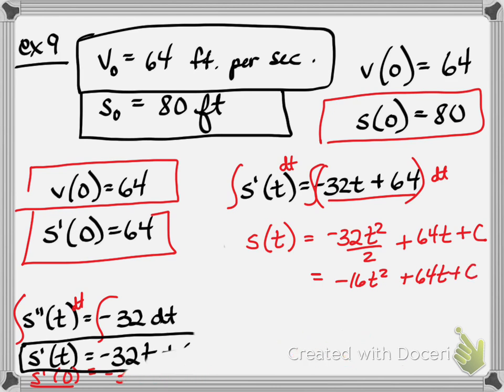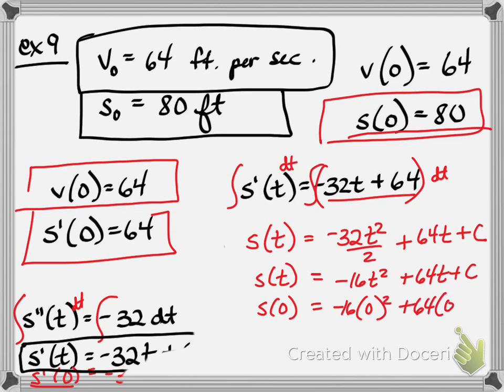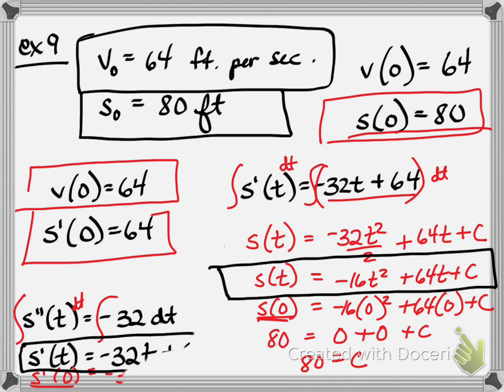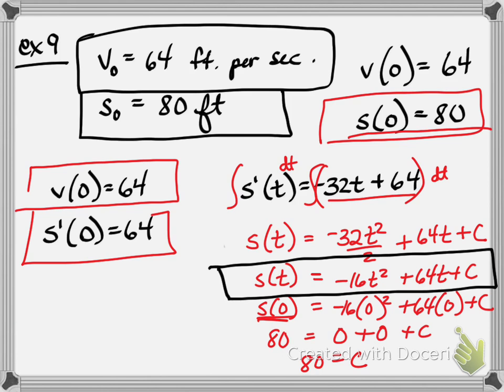And we have an initial condition of s. It's that s of 0 is 80. So s of 0, plug in zeros for the t's. S of 0 is 80, so put 80 here. 0 plus c. So 80 is c. Then we go to this formula right here, and we plug in our c value. So s of t is negative 16t squared plus 64t plus 80.